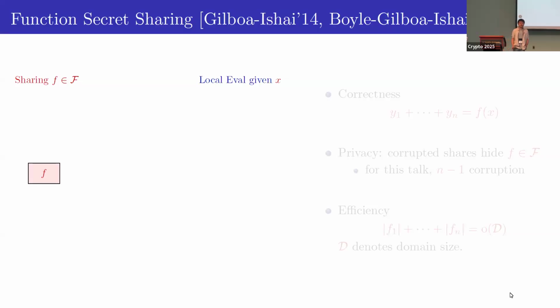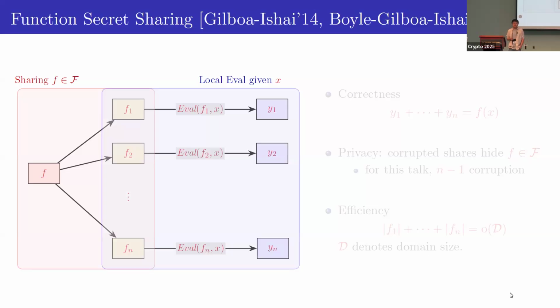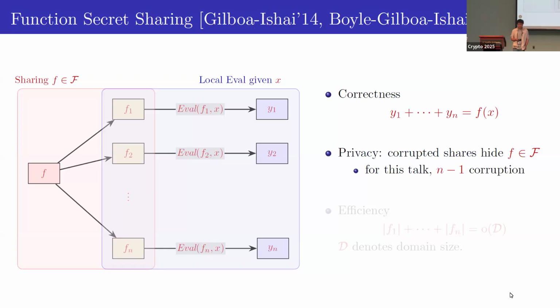So the primitive we are interested in this work is function secret sharing. Introduced by Boyle et al., in function secret sharing, there is a trusted party who, given a function f, generates shares f1, f2, and fn. Each party holding their respective function share and given a public input x can generate a share yi. For the correctness of function secret sharing, we require that the summation of all these shares yi should equal the function evaluated at input x.